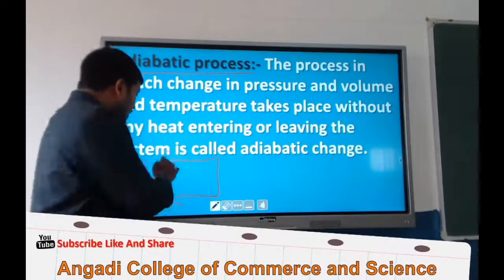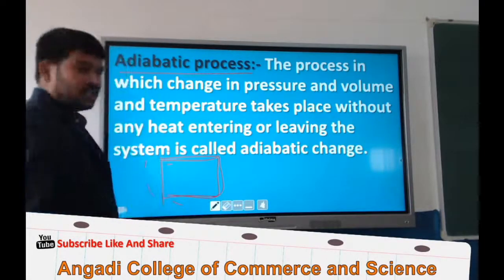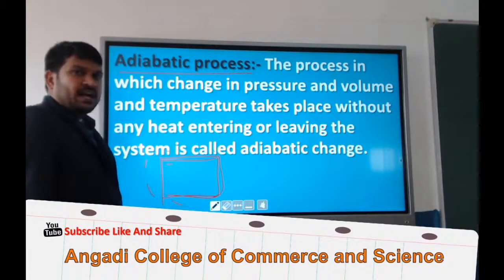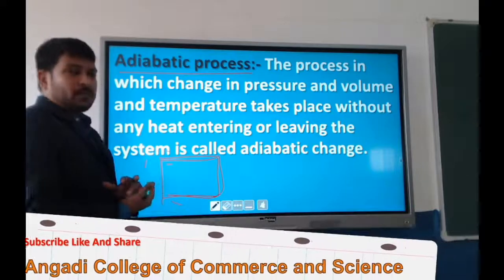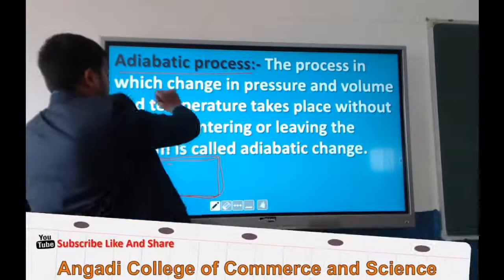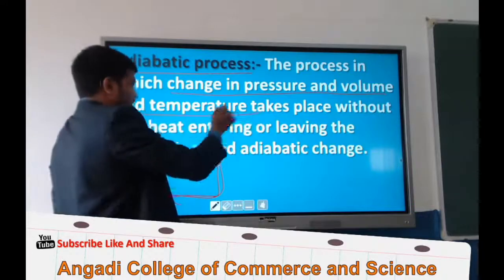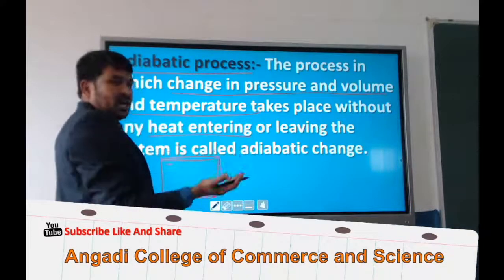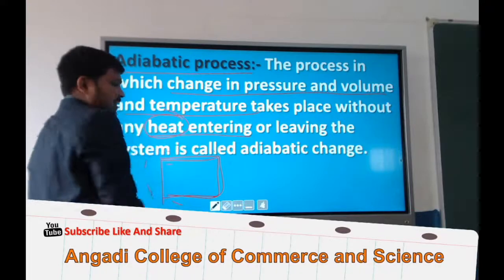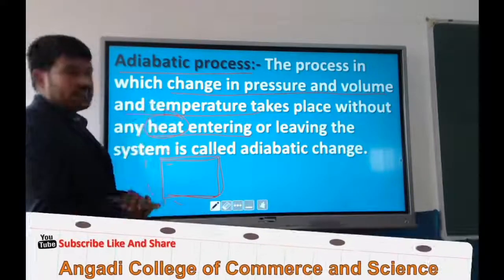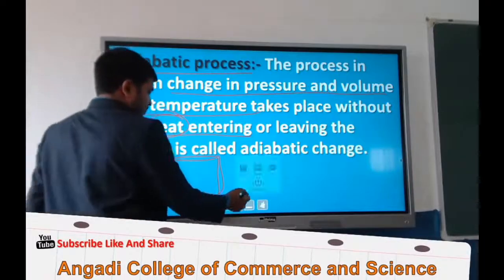Such a wall is created. That wall is known as an adiabatic wall. That is known as an adiabatic process. That's why a change in pressure, volume and temperature without heat entering or leaving, heat neither entering nor leaving, is known as an adiabatic process. Okay.